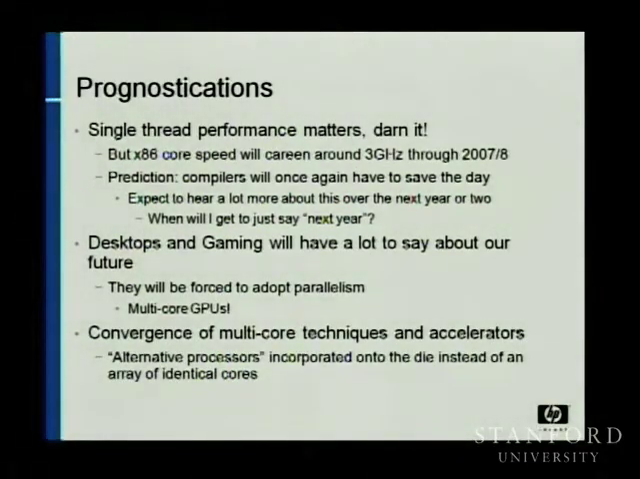So single thread performance really matters. The x86 core speed will just keep on careening around 3 gigahertz, more than you want to know. And I keep on thinking that compilers have to save the day, right? You really want the compiler to automatically parallelize at least within a socket, just within a socket. If you could just figure out how to use a socket's worth of cores, that would keep compiler writers employed. Speaking as a former compiler person, that's a good thing. And it would keep people writing applications so that they could actually take advantage of these chips. I don't see it happening.